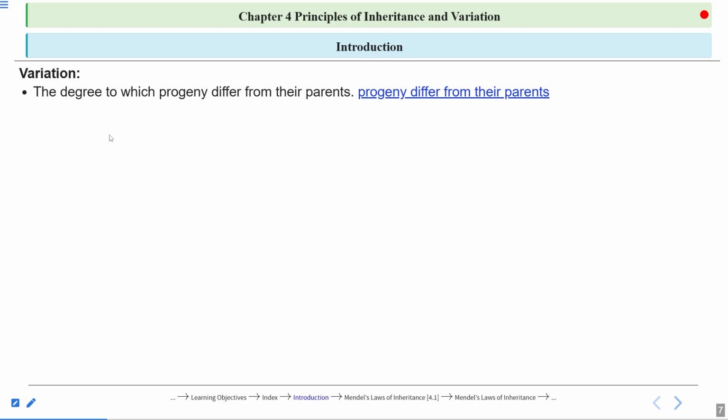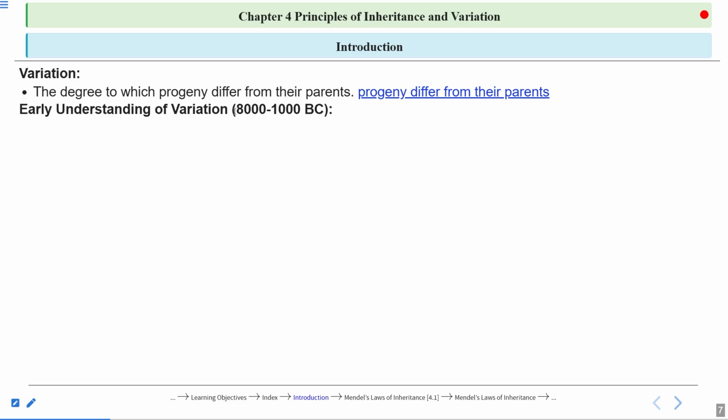Okay, variation is very important, and sexual reproduction is also very important. So what is the significance of sexual reproduction? It leads to variation, and variation leads to evolution, because these variations keep on accumulating over generations and it leads to evolution. Now, early understanding of the variation, let's discuss this.